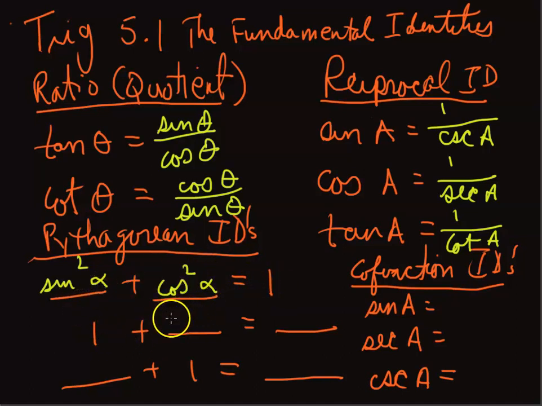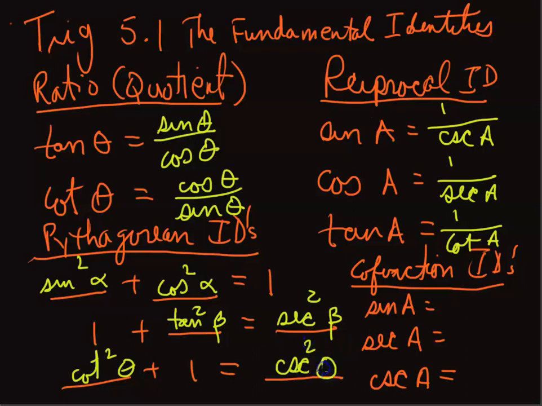1 plus, doesn't matter if we use either tangent or cotangent, we'll do tangent squared. Let's use beta here. For the tangent squared, we must have secant squared and use the same angle, say beta. So if I use the tangent squared here, I've got to use the cotangent squared here of theta, and that means the cosecant squared here of theta.